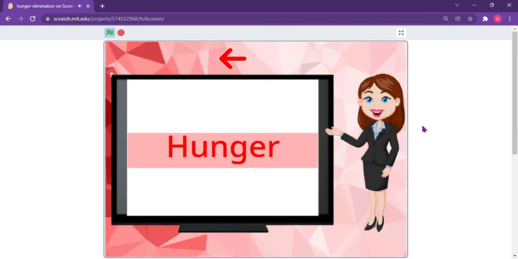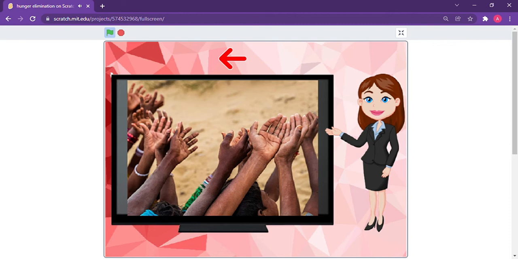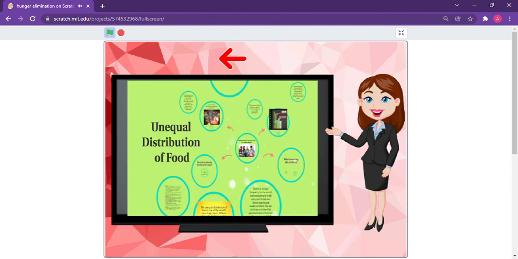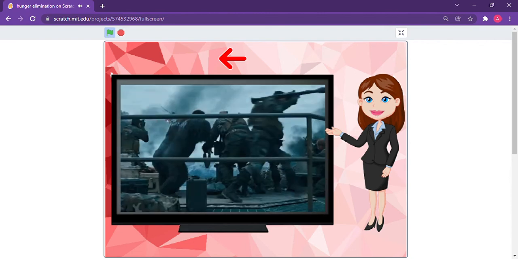Hunger is defined by a condition or state of not having enough food to eat, especially when it causes illness or death. The main causes for hunger around the world are: 1. Poverty, 2. Uneven distribution of food, 3. Conflict between countries and civil wars.